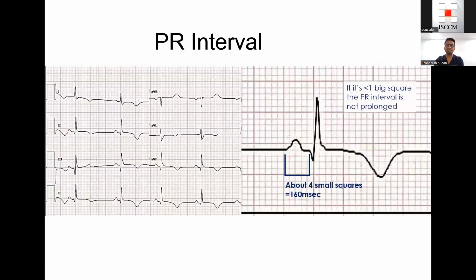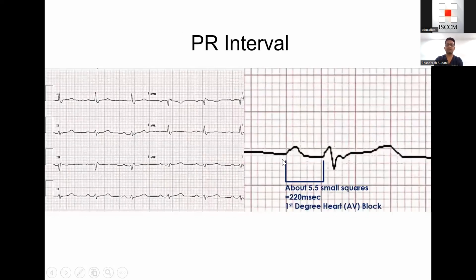Now look at this ECG. Here we have just magnified one waveform. If you see, the P wave starts here and there are almost 1, 2, 3, 4, more than 4 small squares. That means it is definitely more than 120 milliseconds, and that's why this is a little bit abnormal. If it is less than a big square, the PR interval is not prolonged. But if it is more than that, then it should be considered prolonged.